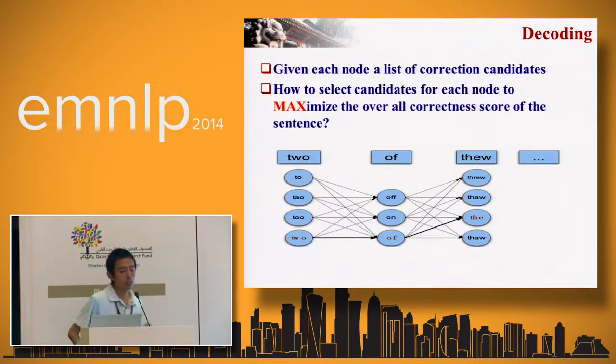So the decoding problem is: given each node a list of correction candidates, how do we select the candidates for each node to maximize the overall correctness score of the sentence? It sounds like we can enumerate all possible correction candidates and then find the maximum score. But this is time consuming. Recall what we do in the linear chain style, where we can use dynamic programming from left to right to efficiently calculate the path with the maximum score.